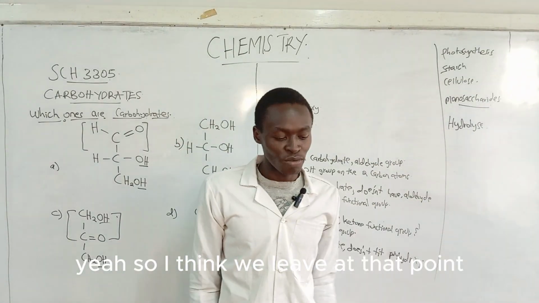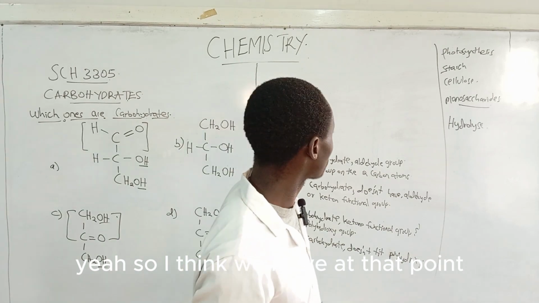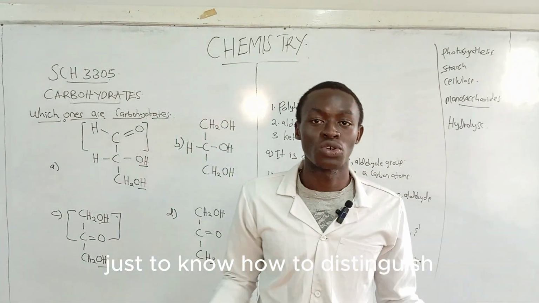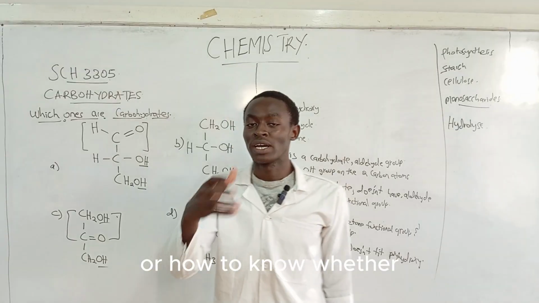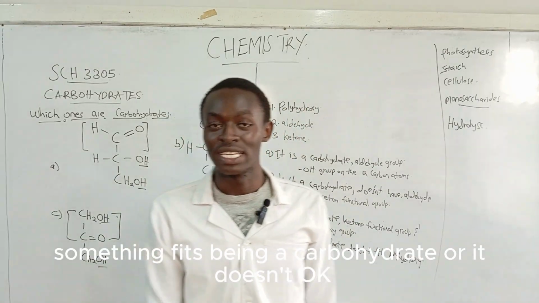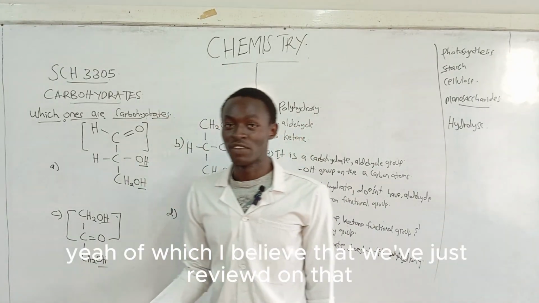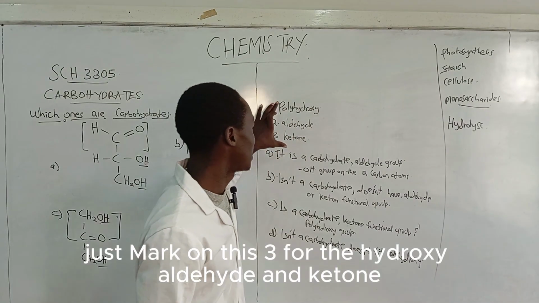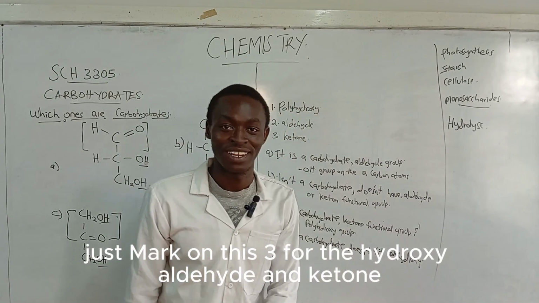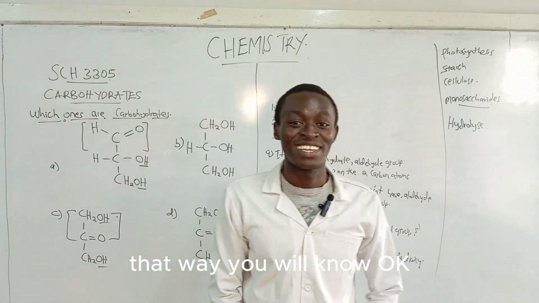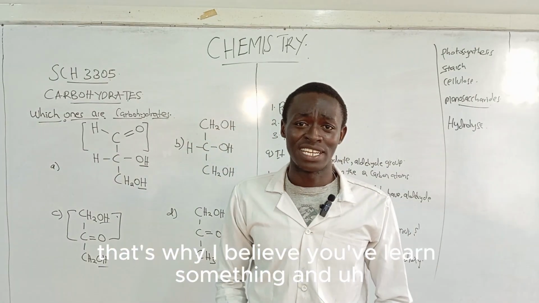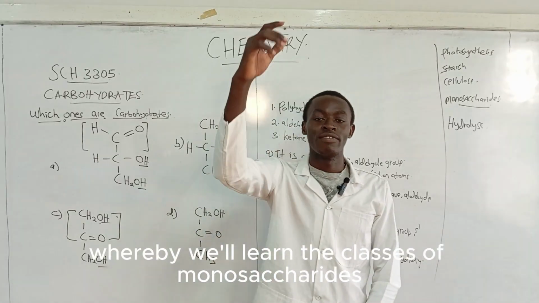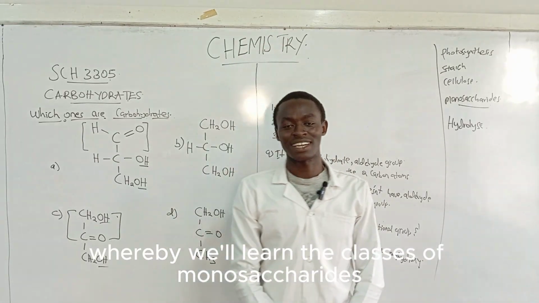So I think we'll leave it at that point. This class was majorly for you to know how to distinguish whether something fits being a carbohydrate or it doesn't. Just to review, let's mark these three: polyhydroxy, aldehyde, and ketone. That way you know. So I believe you learned something. And see you in our next class, where we learn the classes of monosaccharides.